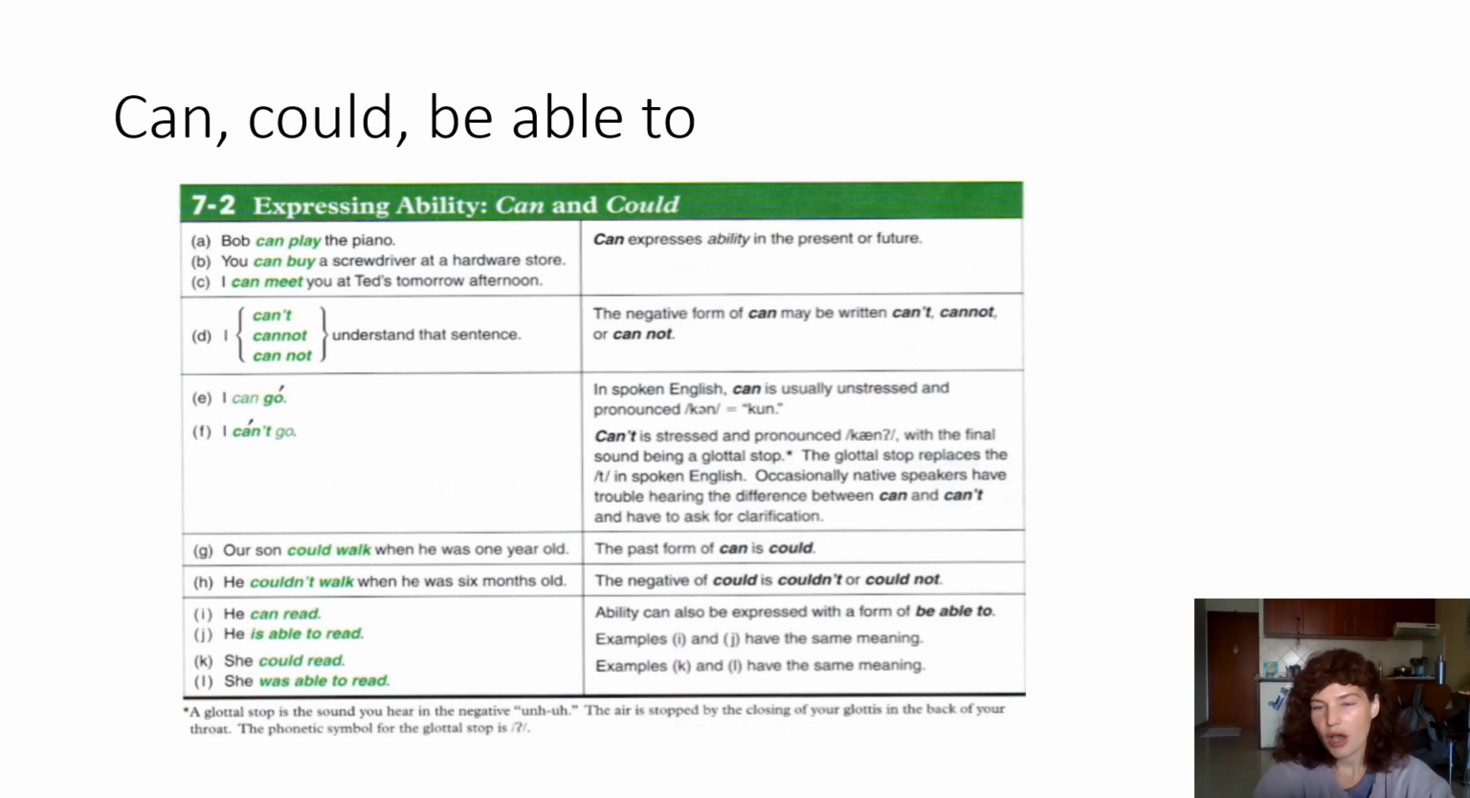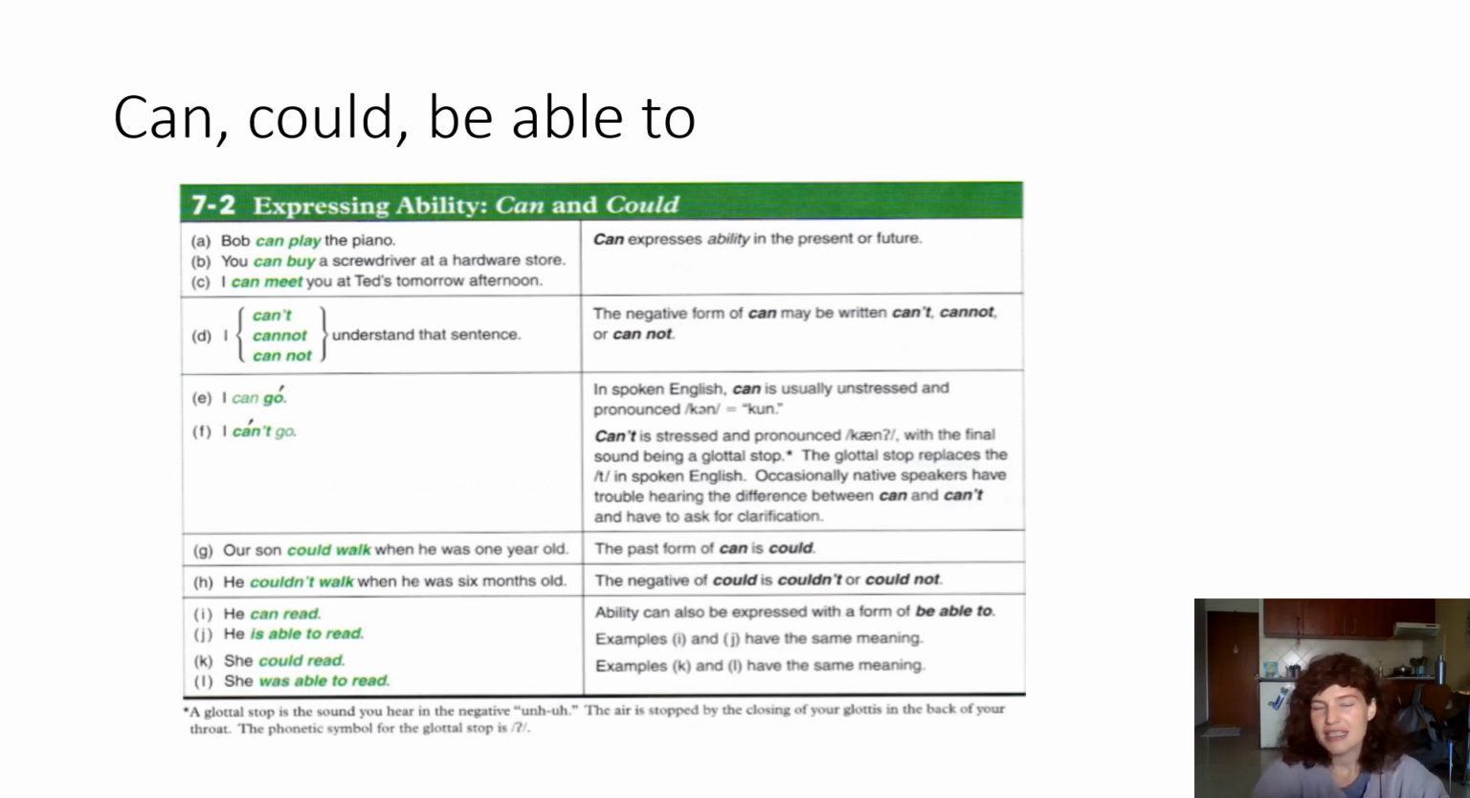So the main form to talk about something that's in the present or in the near future would be can, right? If you look at examples A, B, and C, Bob can play the piano. That's an ability that he has all the time, right? You can buy a screwdriver at a hardware store all the time. And then C, I can meet you at Ted's tomorrow afternoon. So this is an ability that we have in the future, tomorrow, okay?